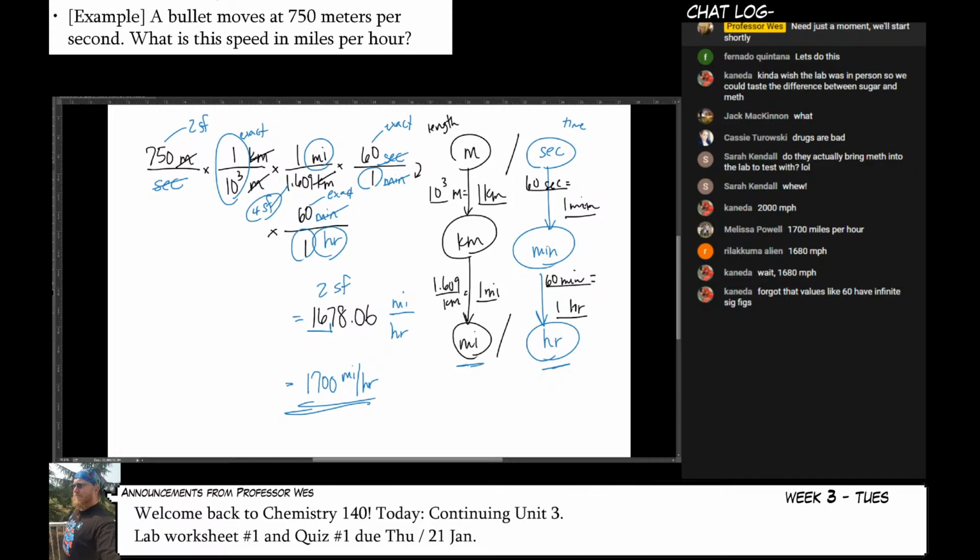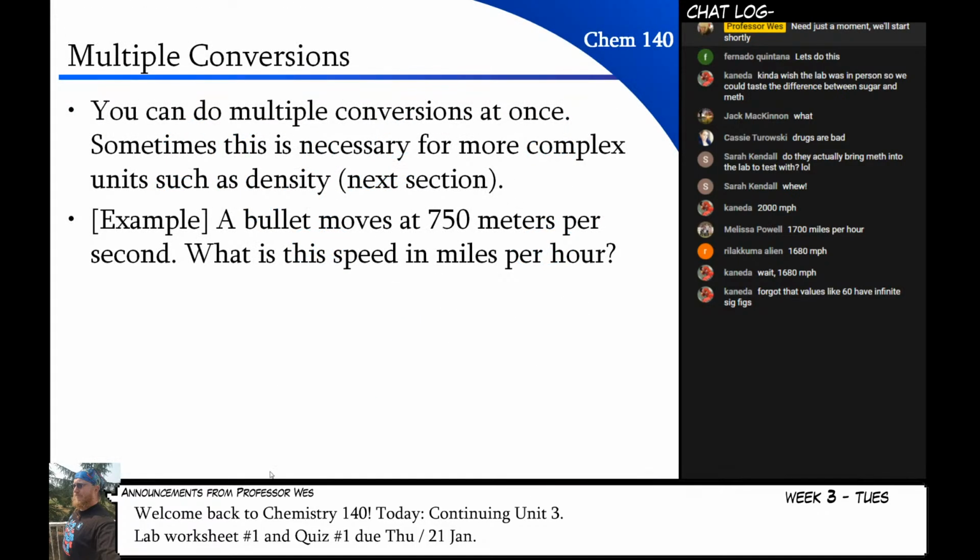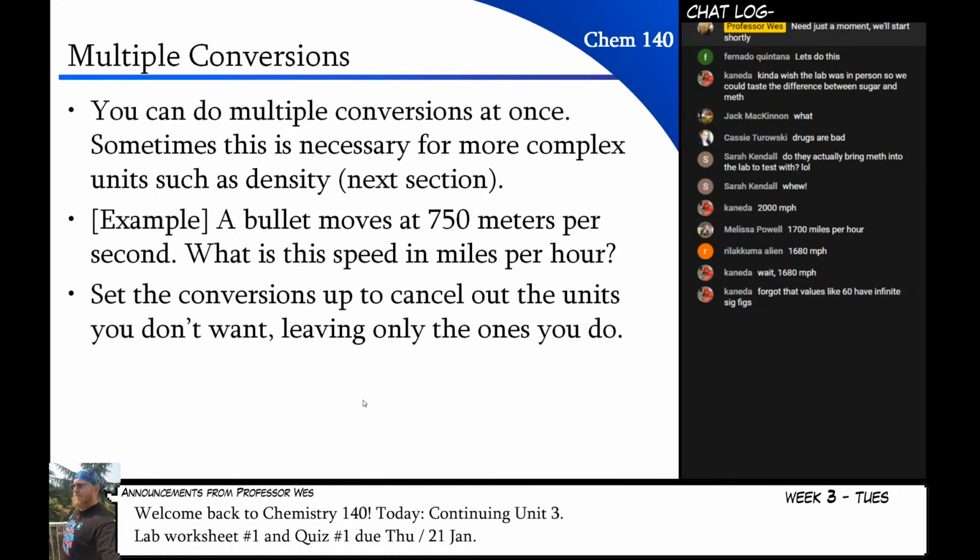All right. Oh, wrong screen. There we go.